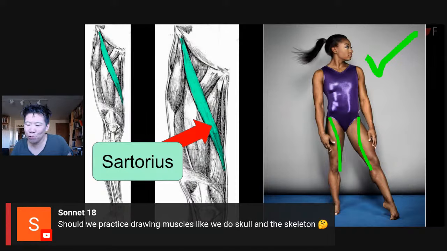Sonnet says, should we practice drawing muscles like we do the skull and the skeleton? Sure, doesn't hurt. I mean, I think with anatomy, obviously you can't get a photo of this, and so practicing from the diagrams, it's helpful.